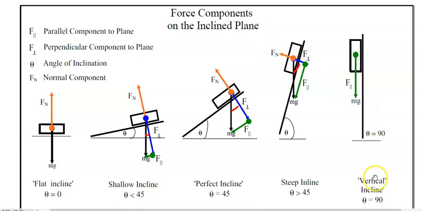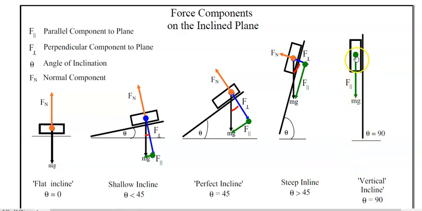And now the vertical incline is a 90-degree angle. This literally is free fall. An object which is inclined at 90 degrees only has this weight vector, which happens to be the same as the parallel component. The parallel component, as you can see, is parallel to the surface, which is now a type of vertical wall, and it just pulls the object straight down.